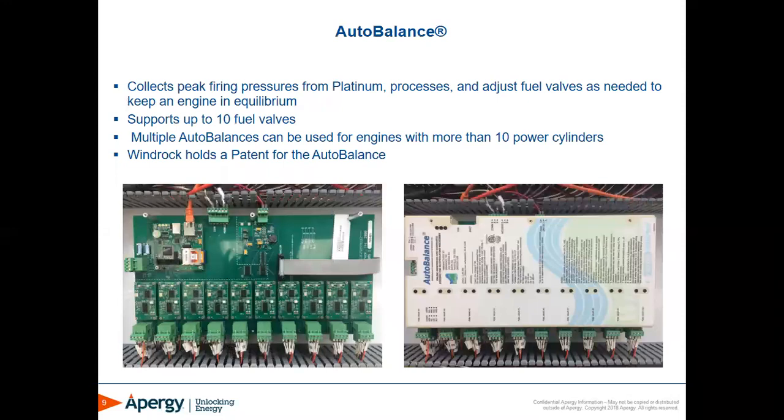Then we have our Autobalance. The Autobalance collects peak firing pressures from the Platinum system, and it processes those pressures, and it runs an algorithm to adjust fuel valves as needed to keep the engine in equilibrium. A single Autobalance can support up to 10 fuel valves. We can have 2 Autobalances per system to go up to a V20 engine.